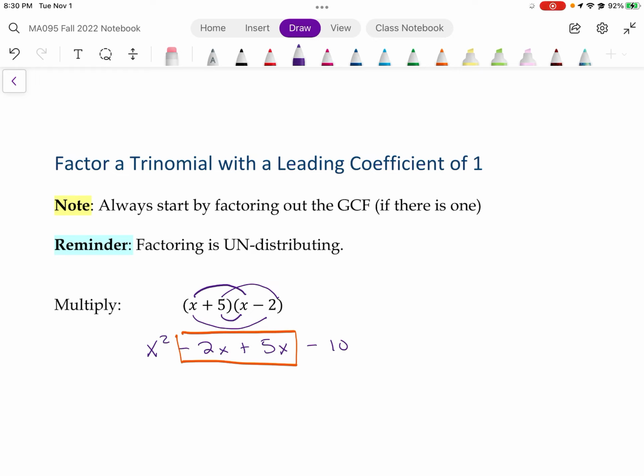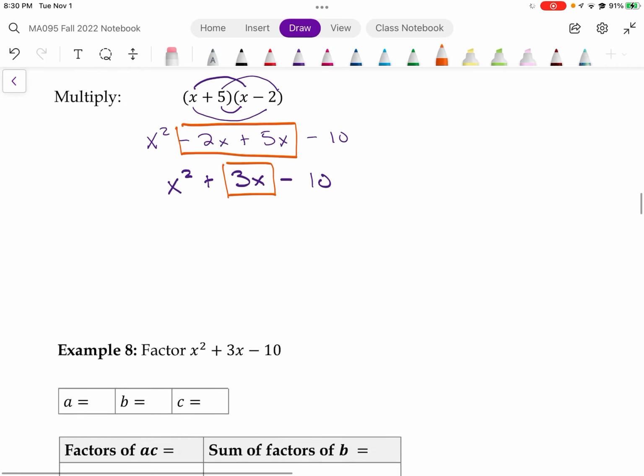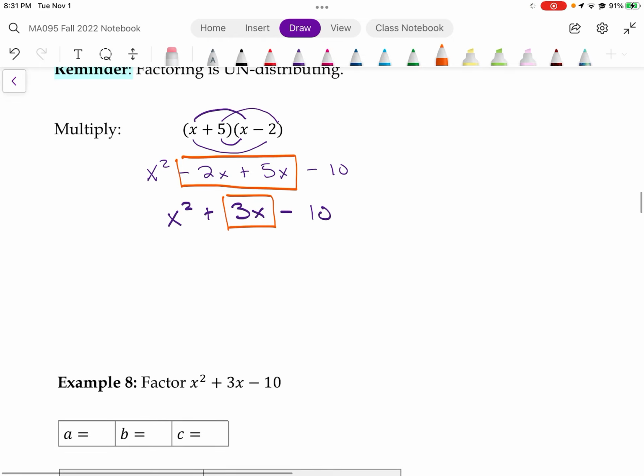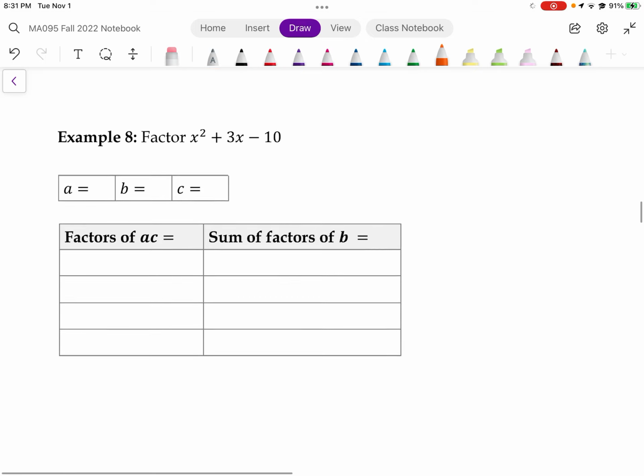All right, so we're going to undistribute. We're going to end up with 2 parts. So notice that we get x squared minus 2x plus 5x is 3x minus 10. Okay, so this is the difficulty that we have, especially in the next video. But I want you to see what we end up doing here. So now we're going to factor this exact same one without looking at what we just came from.